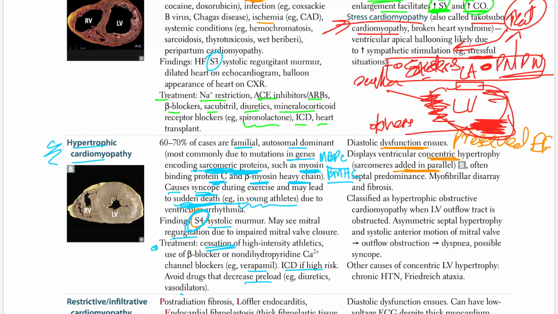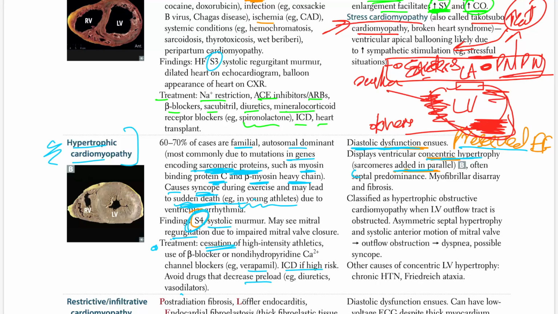Now, important thing again, going back to the basics here, these things are important: you will be given someone with hypertrophic cardiomyopathy. They will have a diastolic dysfunction with a preserved ejection fraction, with concentric hypertrophy, and sarcomeres added in parallel.